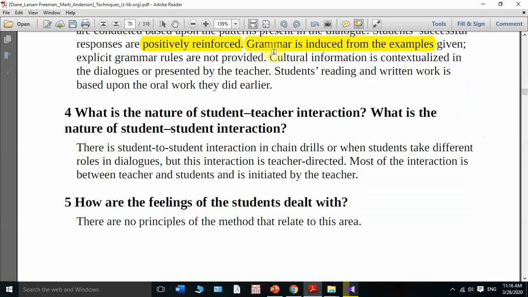So culture, and I want to highlight this here, cultural information is contextualized in the dialogue. So this is what we need to actually consider here as well.